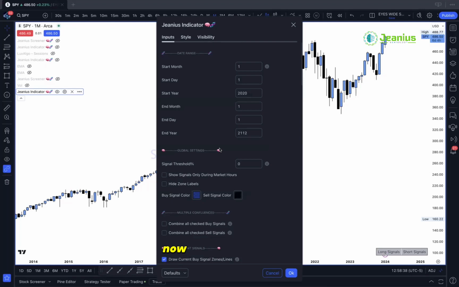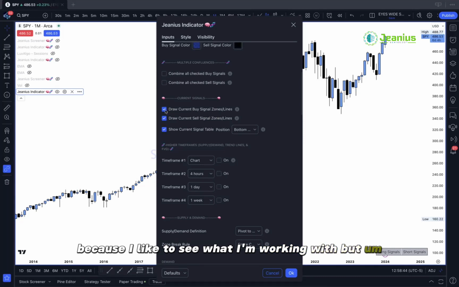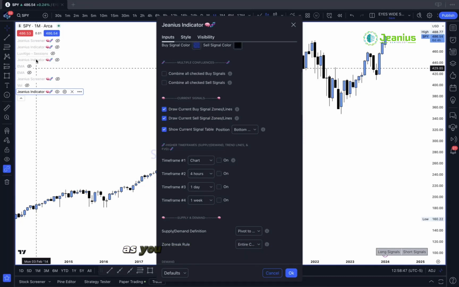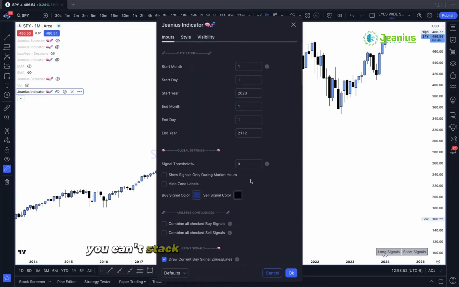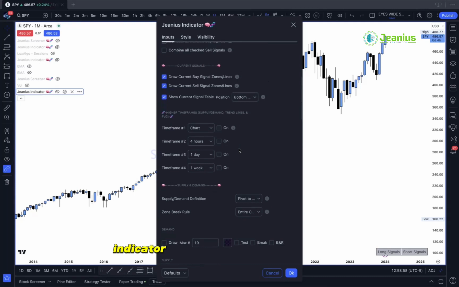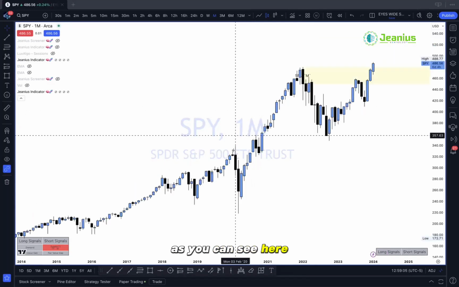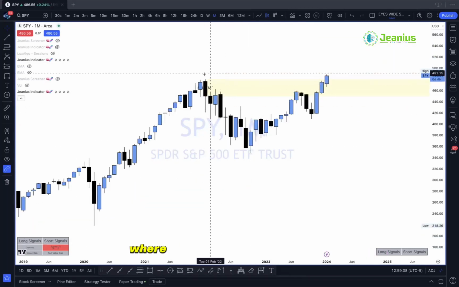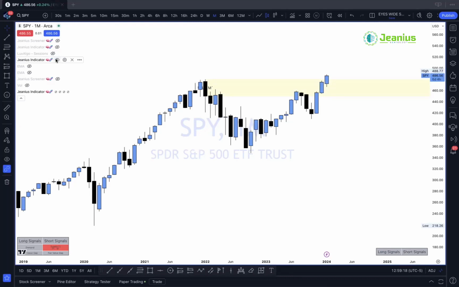Now, for me personally, I don't like to use this feature because I like to see what I'm working with. But for the sake of just giving you guys a hint, as you can see over here to the left, I have multiple indicators here. Why do I do that? Because obviously you can't stack everything on this one indicator. So what I like to do is I like to create my edge on one indicator, and then the second indicator I like to add where I want to see my zones, but I don't really keep it on because I don't really trade supply and demand zones per se by themselves, but I just love to see those zones.